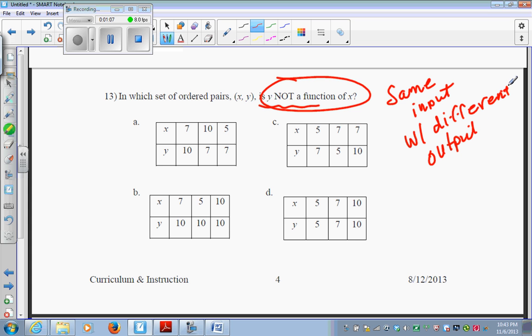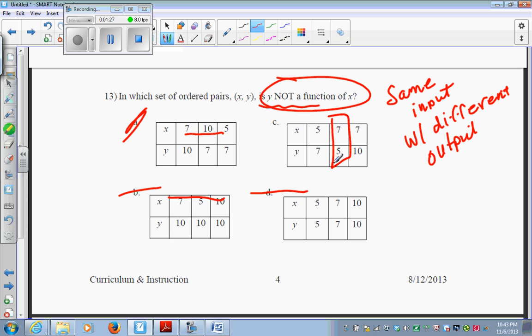So let's see what we got going on here. So 7, 10, and 5. Well, we don't even have the same input, so that's not the same input with different output. 7, 5, 10. Still don't have the same input. So it can't be that one. 5, 7, 10. Can't have it. 5, 7, 7. Here we go.